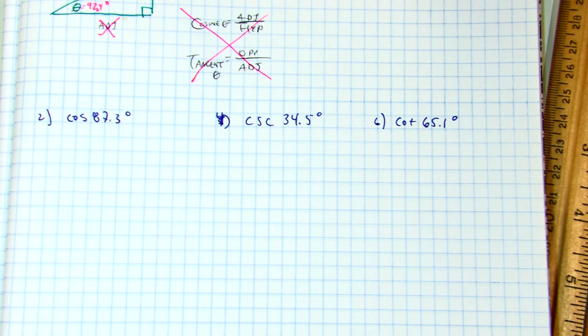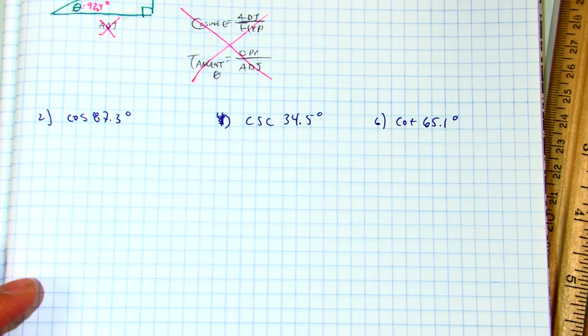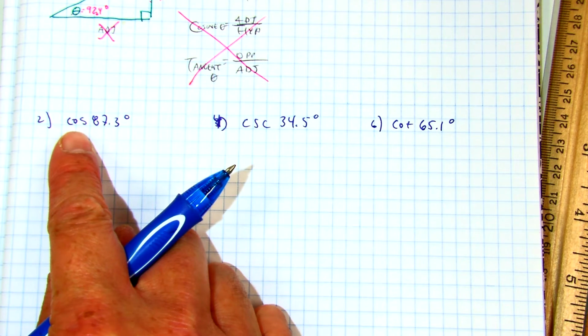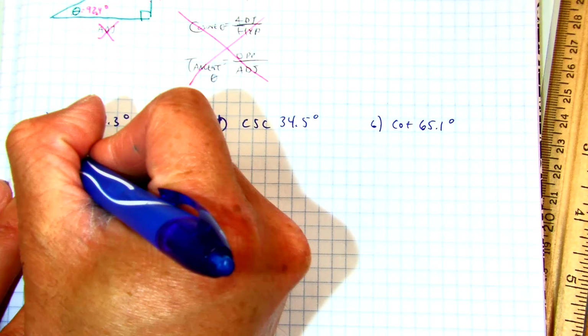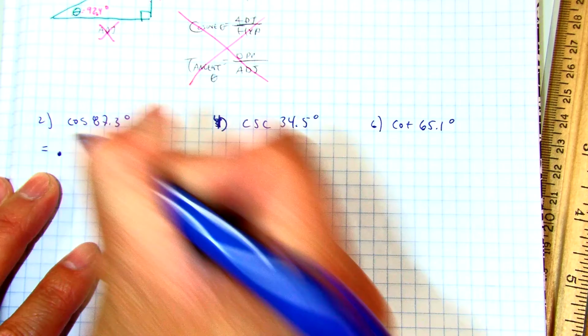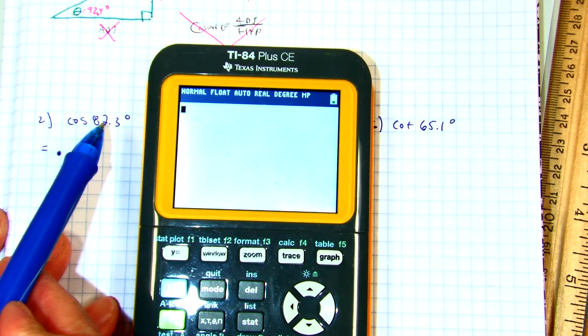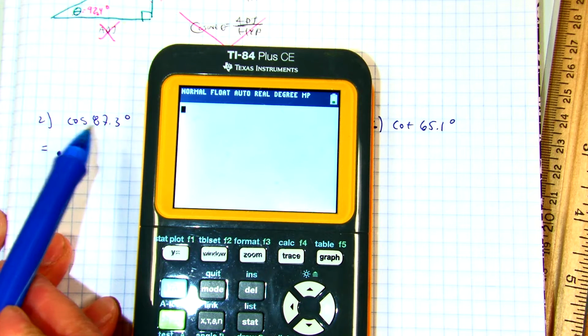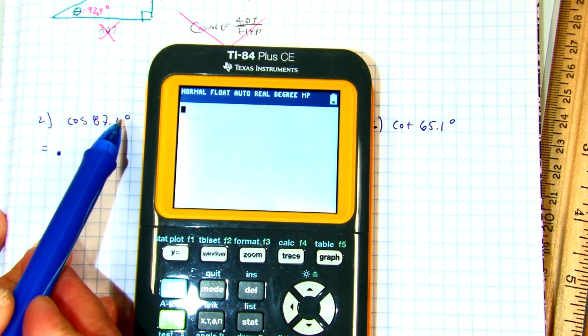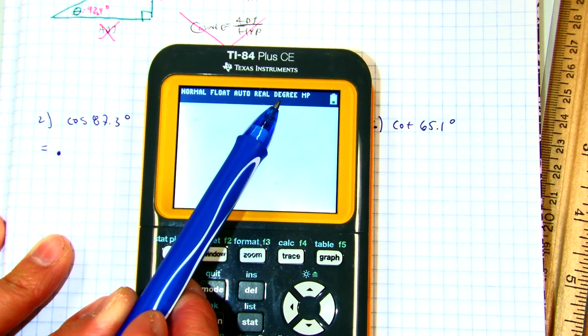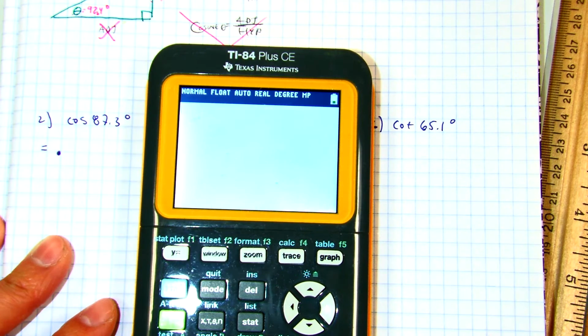Alright, we need to convert these to, I don't know what it says, 4 decimal places. Class, yes or no, is the cosine button in your calculator? Yes. Let's put it in. Class, degrees or radians? How did you know that? It has a degree sign. Degree sign in my calculator. I can type in cosine 87.3.